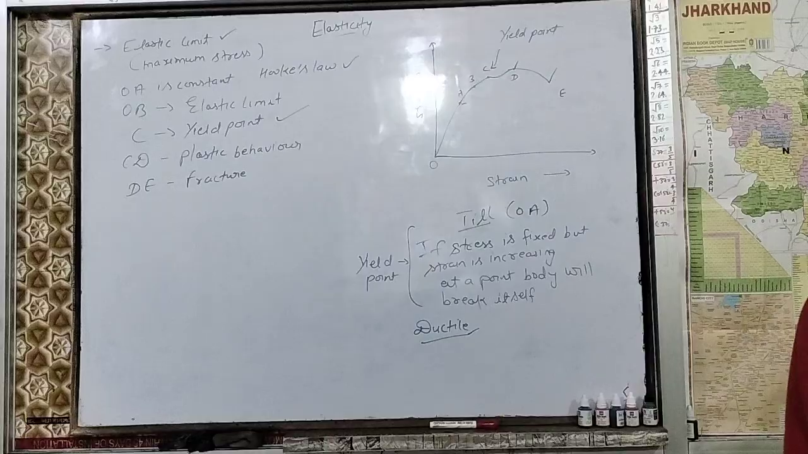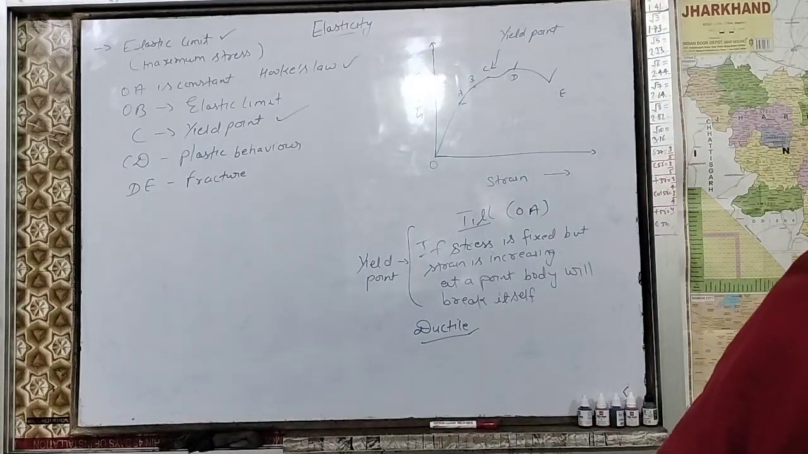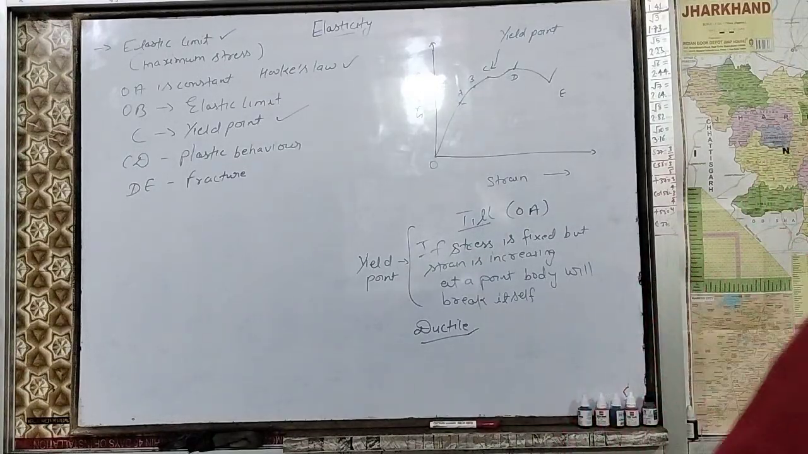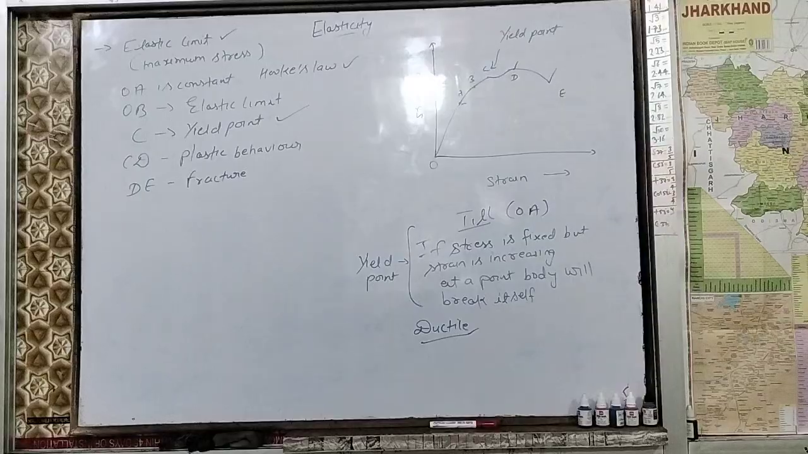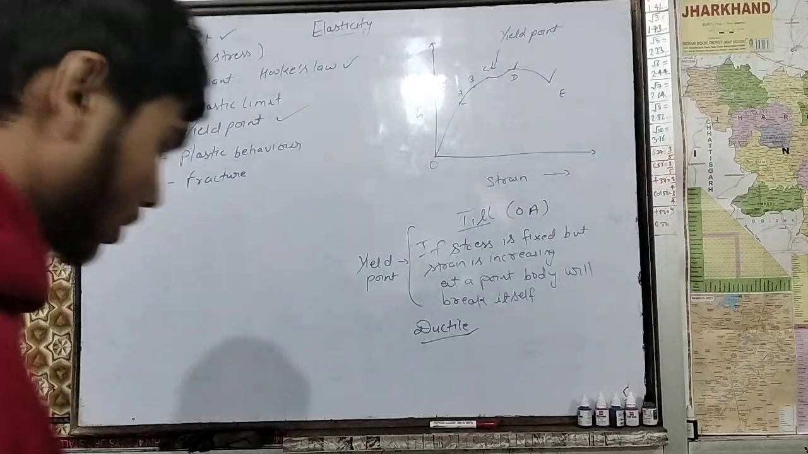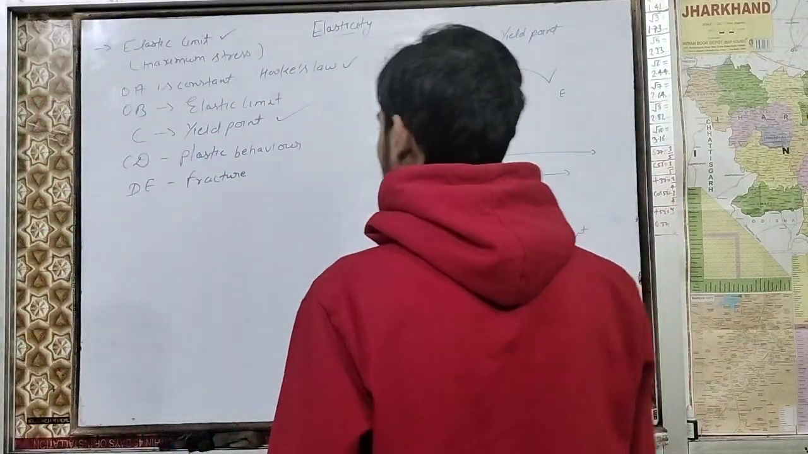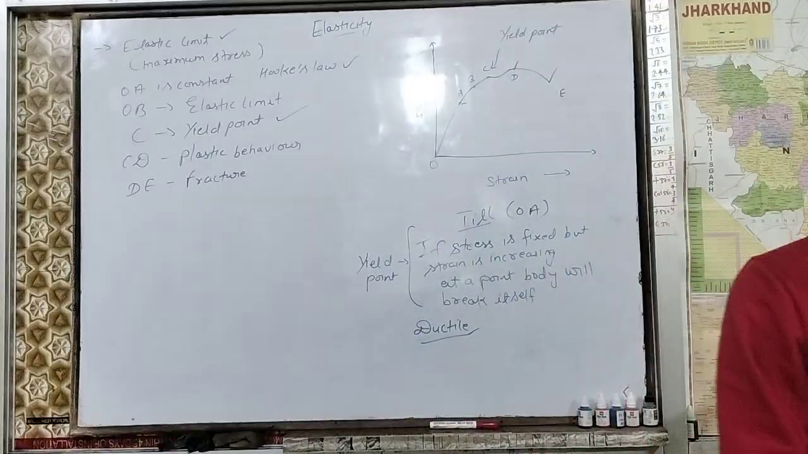The materials for which the plastic range is relatively small are called brittle materials. These materials break as soon as the elastic limit is crossed. If you didn't understand, don't worry. Again and again, you will understand. So, we have some important points for this.